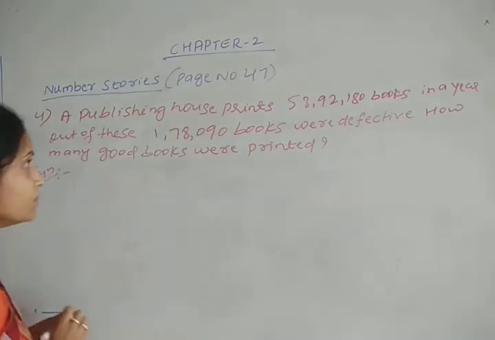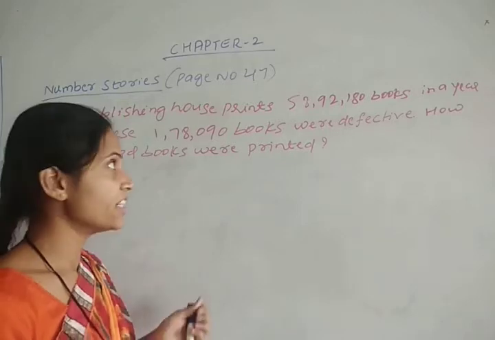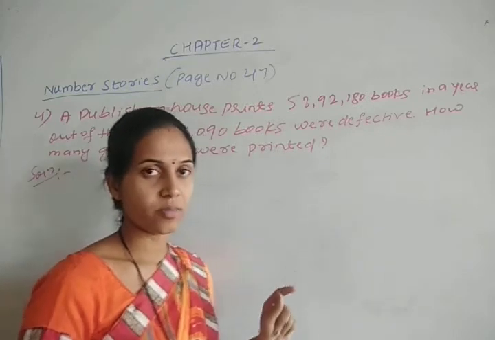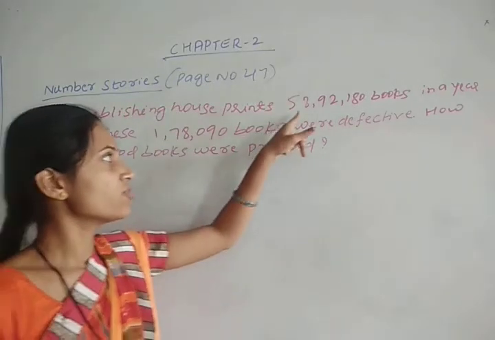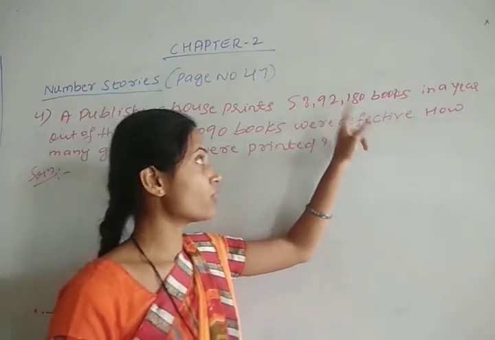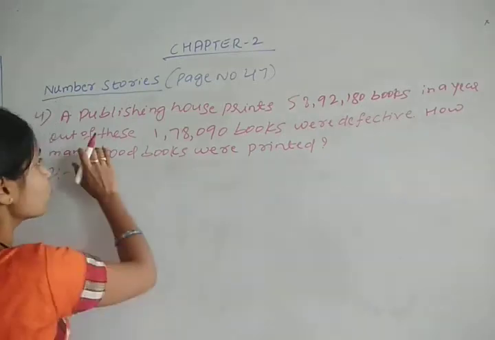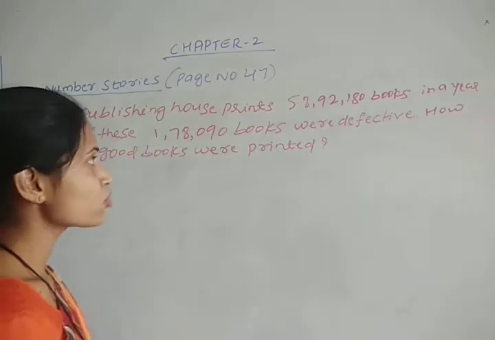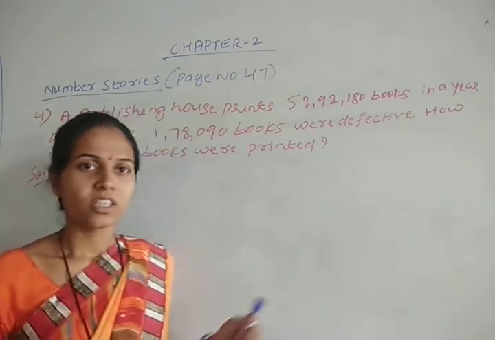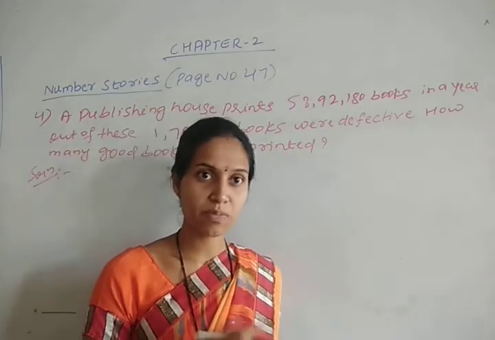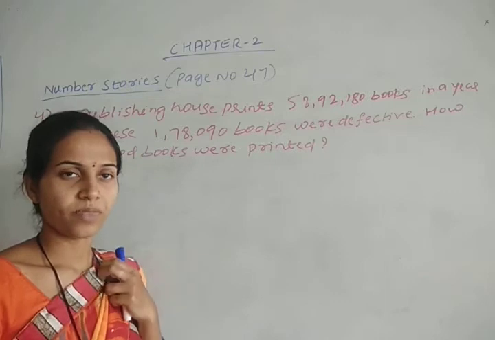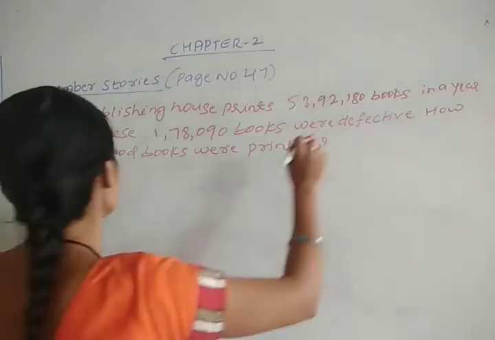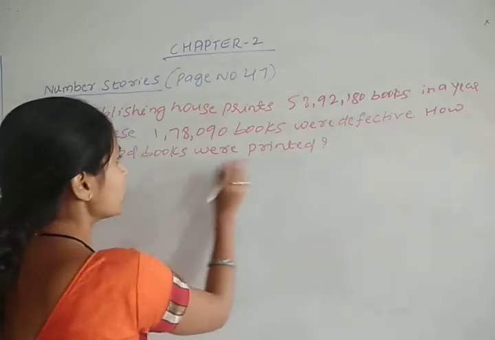Now let us see the solution. A publishing house prints 58,92,180 books in 1 year. Yearly it is publishing 58,92,180 books. And out of those books, 1,78,090 books were defective. Defective means there may be any misprint or there may be fewer pages. There may be double print, repeated printing. These kinds of defects. Now, how many good books were printed?